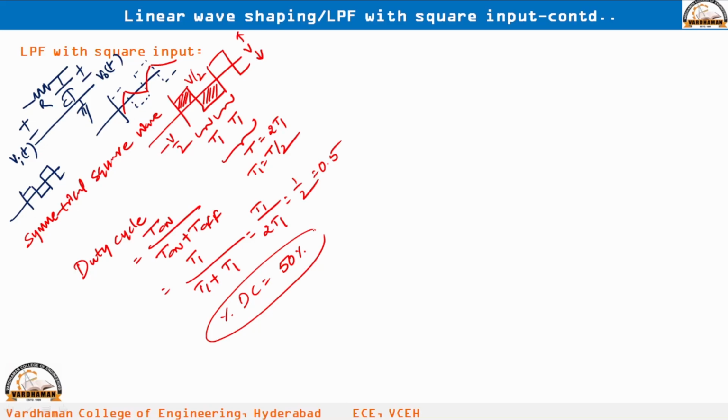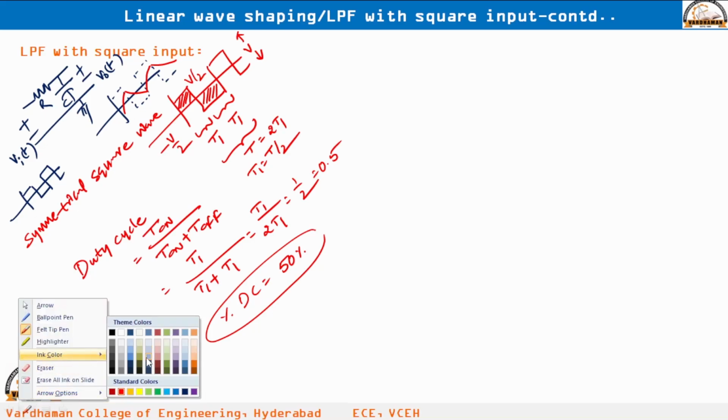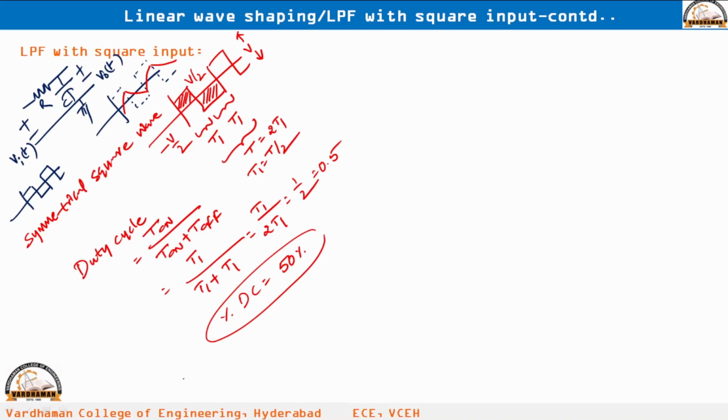Now, we are going to see the derivation, in order to get the voltage levels of the output, so we can get at what time how much amount of voltage is there. For that we have the derivation part.